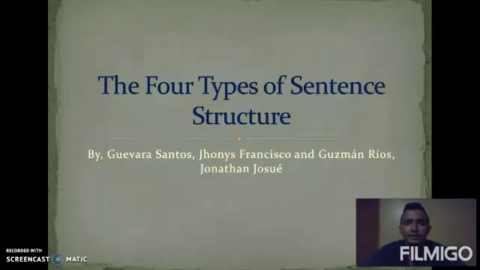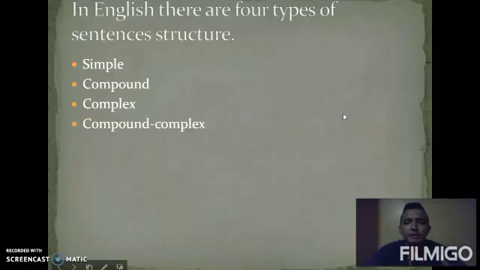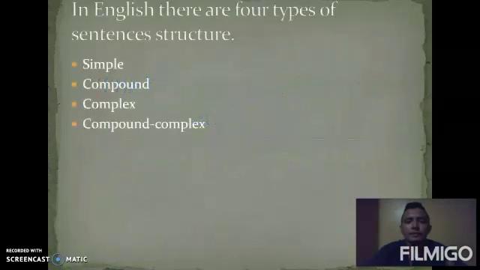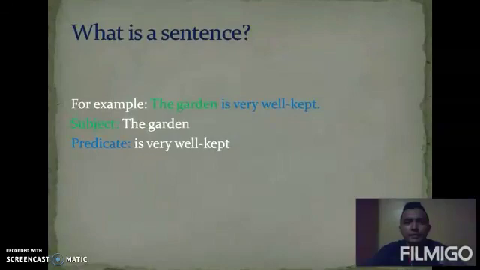My name is Jonathan Jose Guzman Rios, and today I'm going to talk with my classmate Johnny Francisco about the four types of sentence structures. As many of us already know, in English there are four types of sentence structure: simple, compound, complex, and compound-complex. But before analyzing the types of sentences, it's very important to understand what a sentence is.